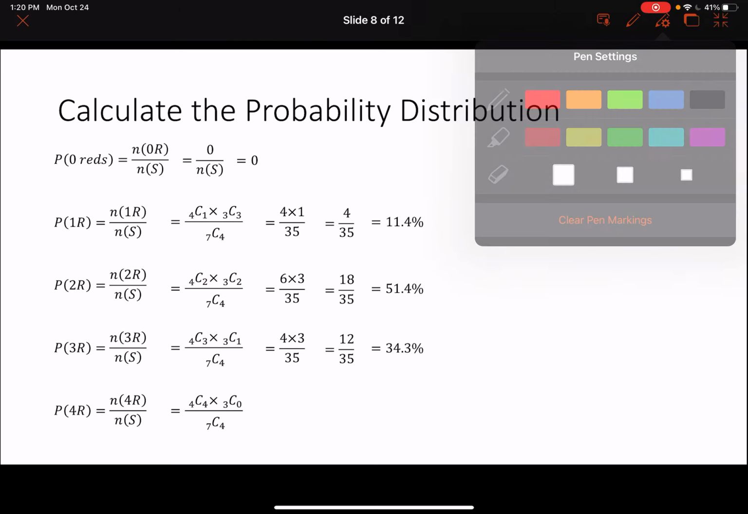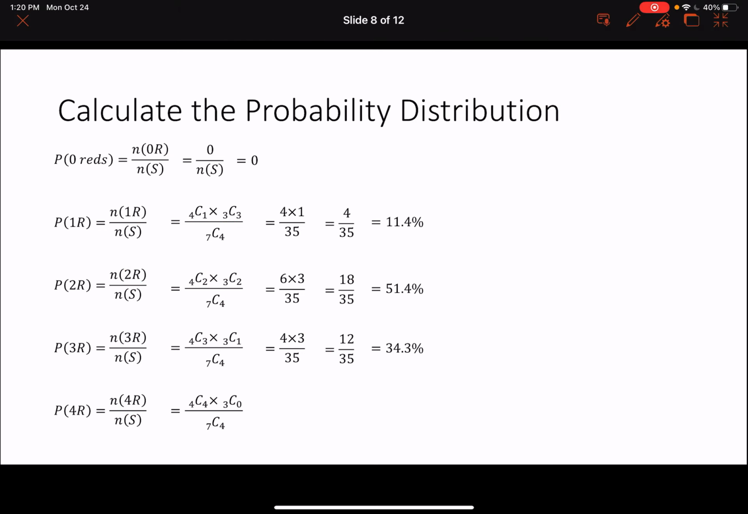Let's clear our pen markings for now. And how many ways can we select 4 reds? Well, 4 choose 4 reds multiplied by, I'm not choosing any blue, so there's only one way to choose no blues. And the denominator stays the same. That's the number of ways to pick 4 out of 7 marbles. And that's 1 over 35.